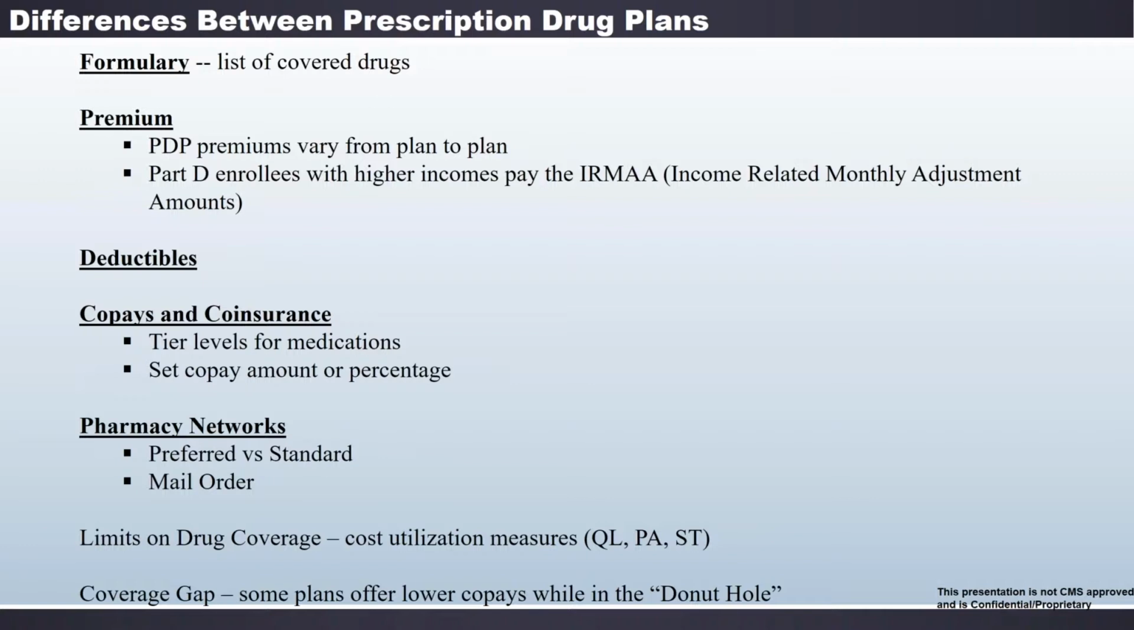Limits on drug coverage. These are some letters that you'll see when you look up your customers' drugs in the formulary, and they're the cost utilization measures. QL, quantity limits. Many of the opiates these days will have pretty low quantity limits, where maybe you can get 7 or 10 at a time before you'll have to go back and refill it.